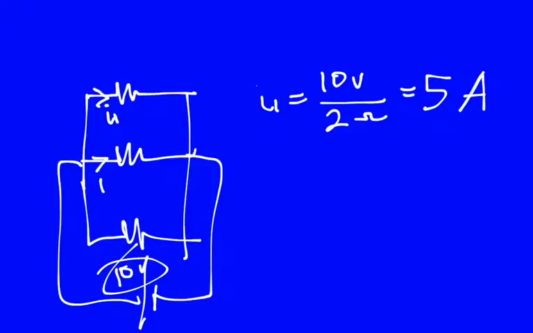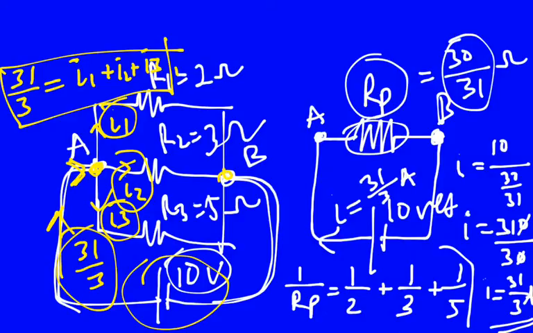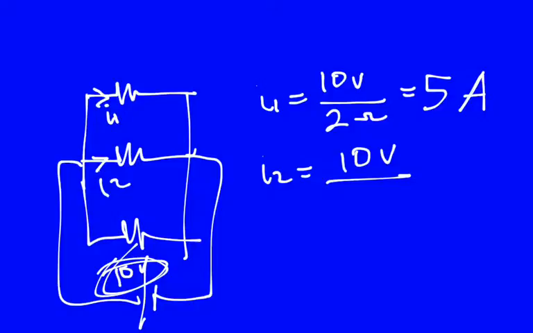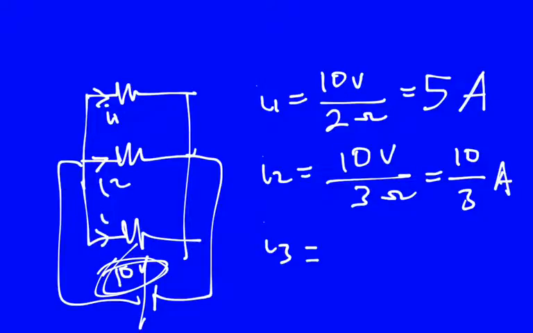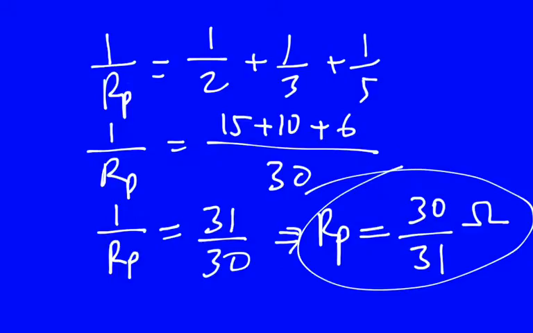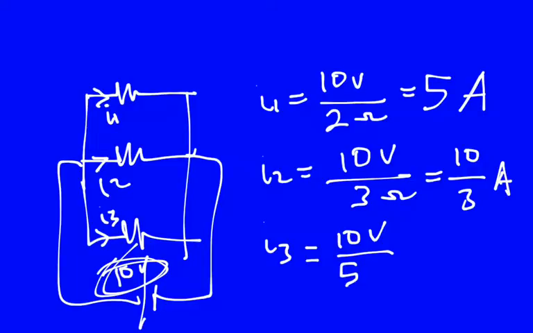And then this I2 is just this battery 10 volts, because their potential differences are the same. Okay, and what is R2? Okay, 3 ohms. Therefore we get 10 over 3 amps. And then the last one will be I3, and this I3 is just the same voltage, 10 volts, divided by 5 ohms, right? So we have 2 amps.